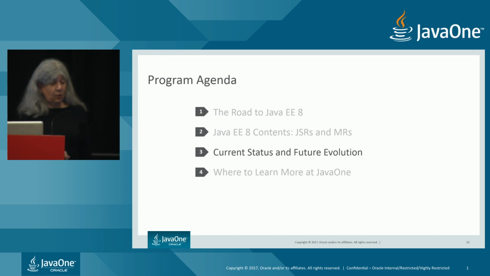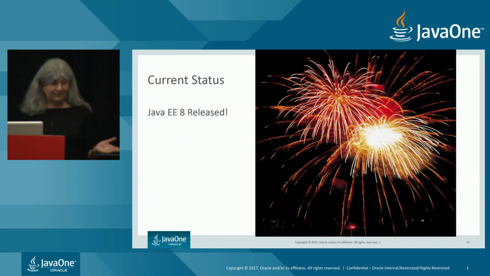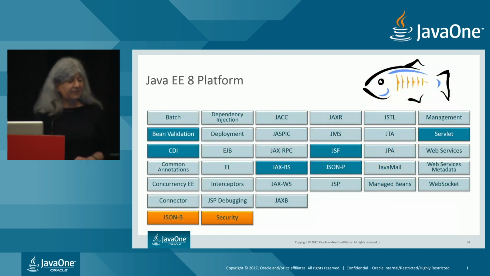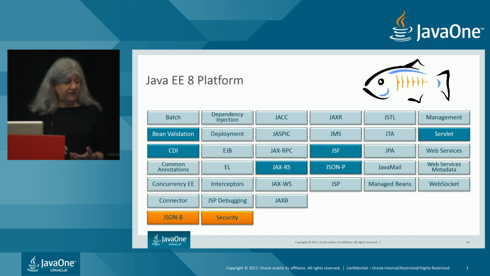Okay, so where are we right now? So we just released September. Yay, it's done, finally. So this chart illustrates those APIs that underwent JSR, new JSRs in Java EE 8. The ones in dark blue are existing APIs that were revved. The ones in orange down below, these are new APIs that were added to the platform in Java EE 8.